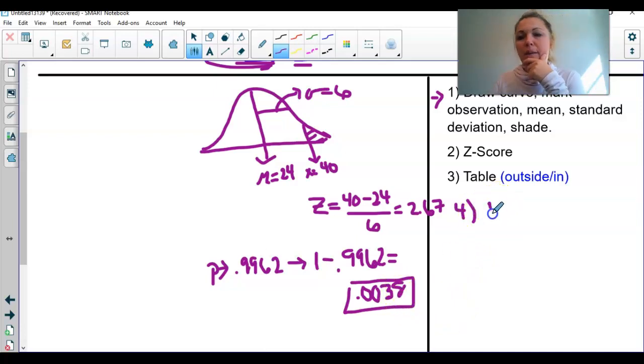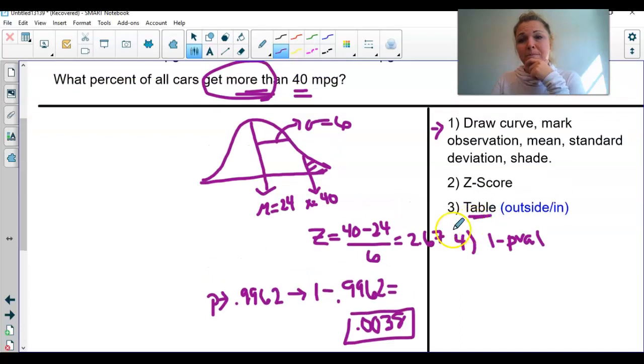So what did I do there? I'm going to do 1 minus the p-value that you got, that proportion that you got from going to the table. All right, what we have learned, we mark our observation, our mu, our standard deviation. We get our z-score. We go to the table outside in, and because it's a greater than problem, we need to do 1 minus. I'm going to end right here, okay? This is part 1 of using the table. You still need to do part 2 of using the table, but I think it's time for a little break.